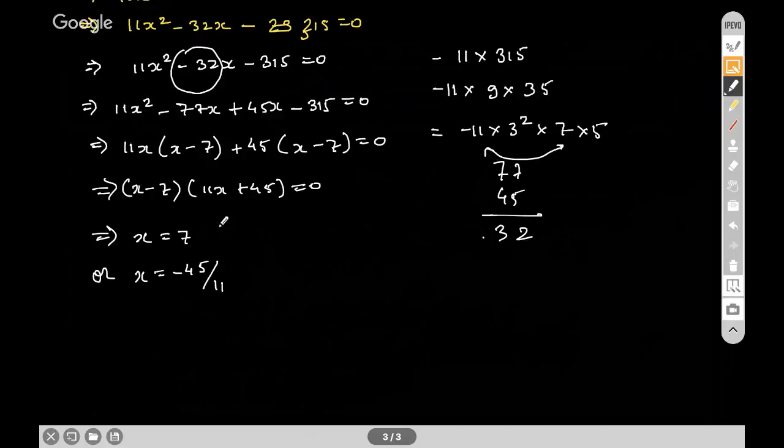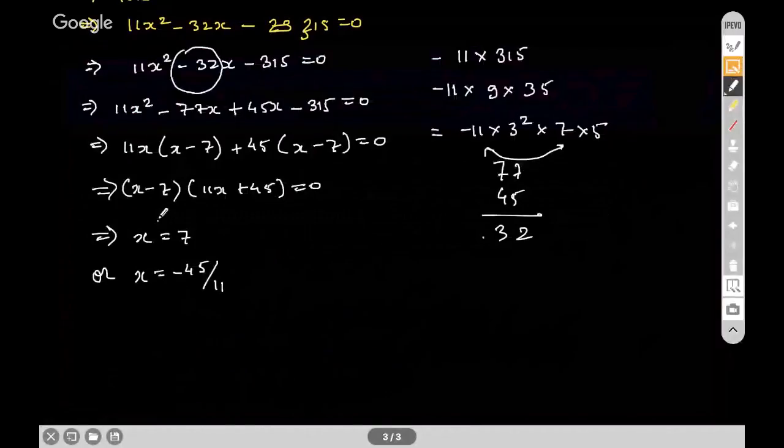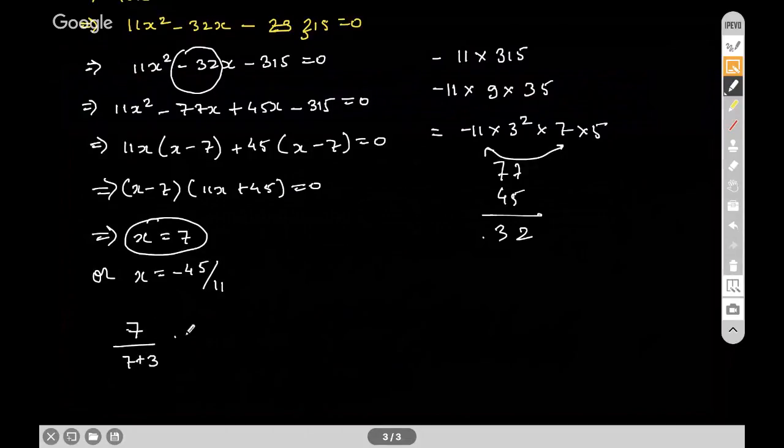Now clearly, the term has to be positive, right? It was said that it is an integer. Let's go back to the question once and see what the question was. So the numerator was 3 less than the denominator. If so, hence it has to be an integer. So clearly I get one integer. So x equals 7 is one solution. Hence the fraction will be 7 upon 7 plus 3, that is 7 upon 10.